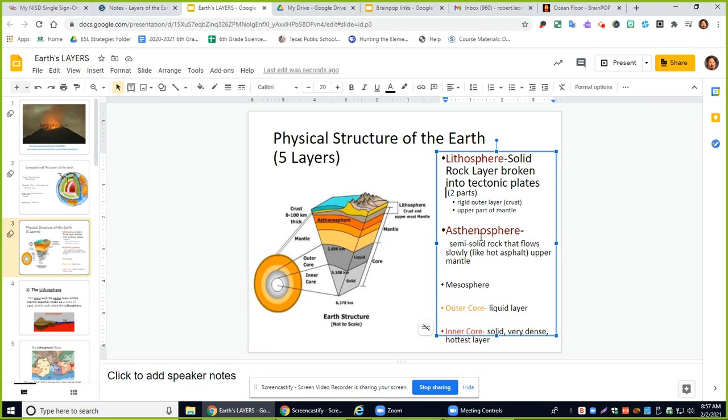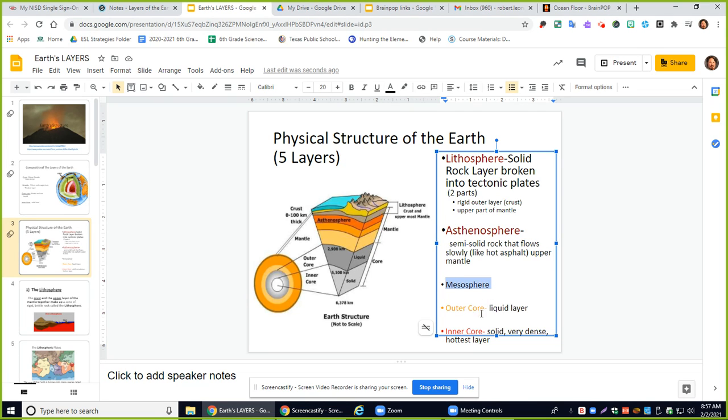The asthenosphere is a semi-solid rock layer that flows slowly. You can think of it like hot asphalt. I also compare it to toothpaste. It's not a liquid, but if you squeeze it, it will flow. And then we have the mesosphere. And just to let you know, I've never seen a test question about the mesosphere. From what I remember, it is a solid. It's usually one layer of the Earth I normally skip over.